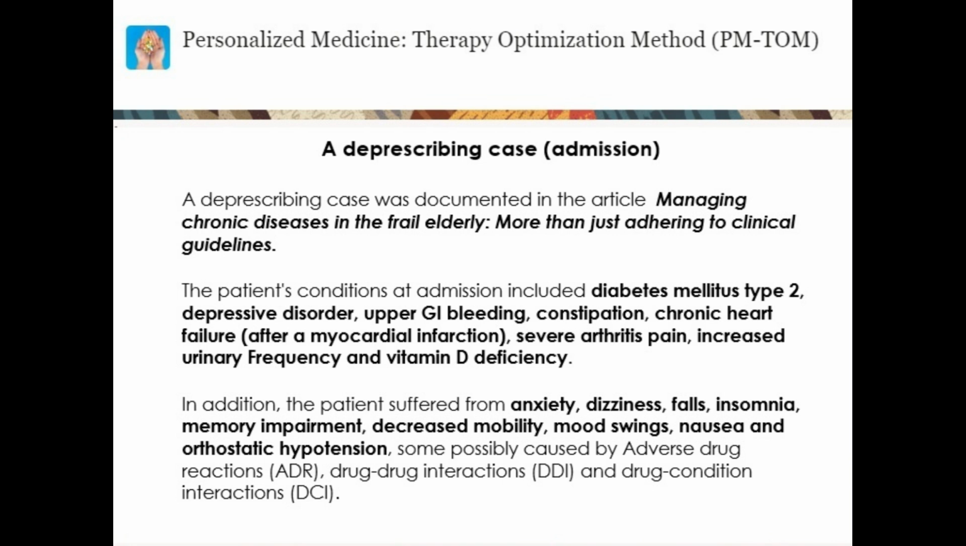An 80-year-old woman was admitted to a medical facility. She was suffering from diabetes mellitus type 2 and 7 other conditions treated with 15 medications. We will show details later. In addition, she suffered from anxiety, dizziness, falls, and 6 other untreated conditions, some possibly caused by adverse drug reactions.